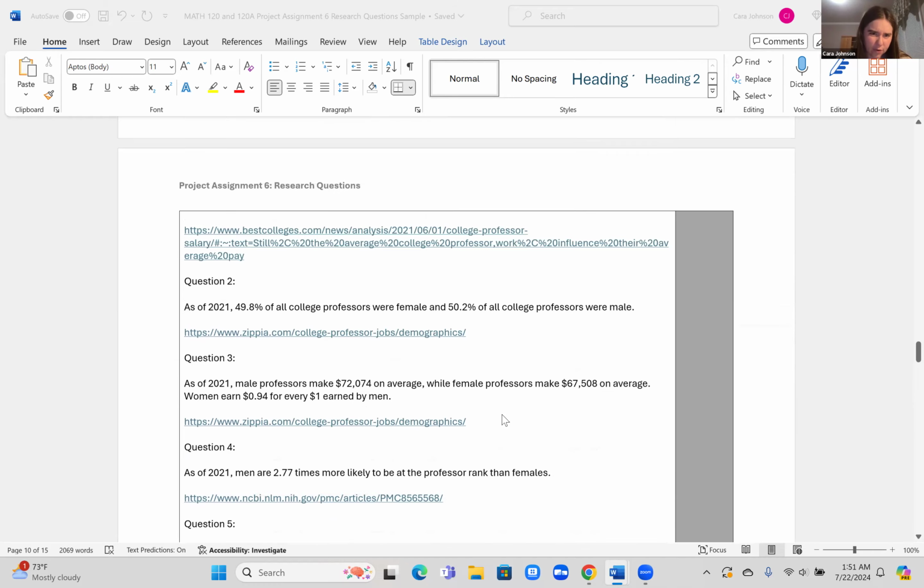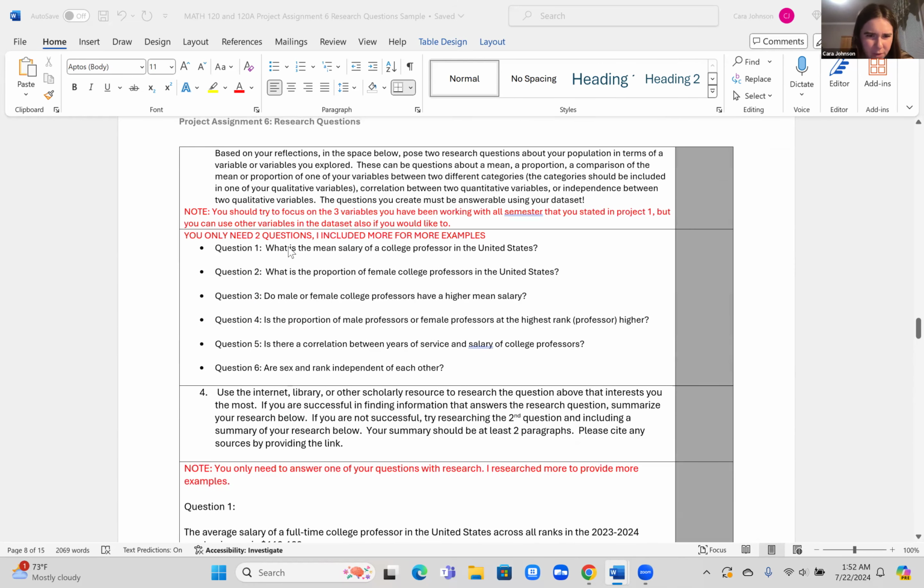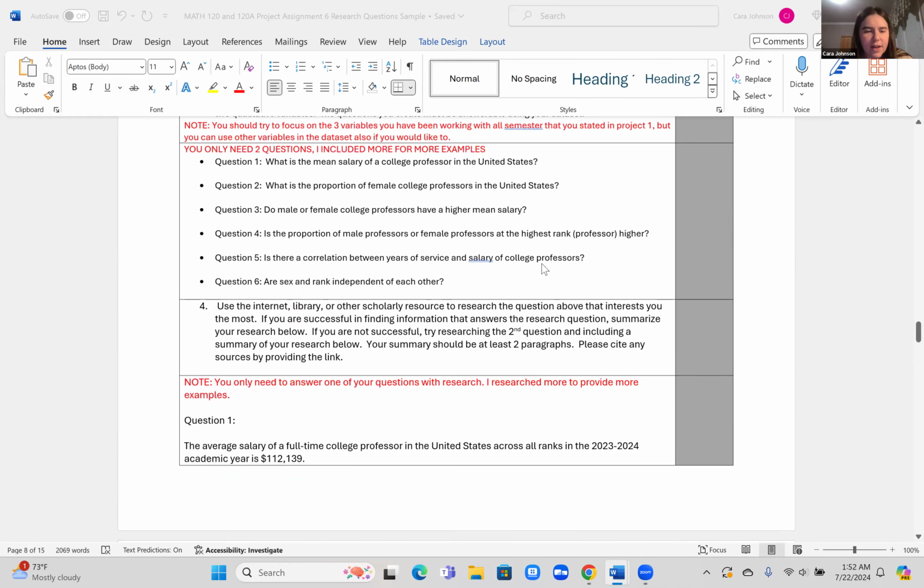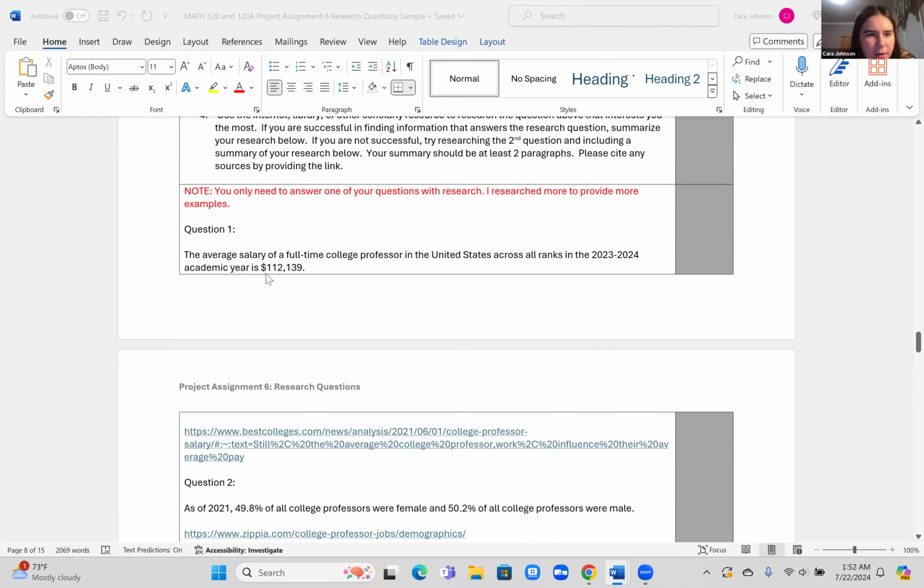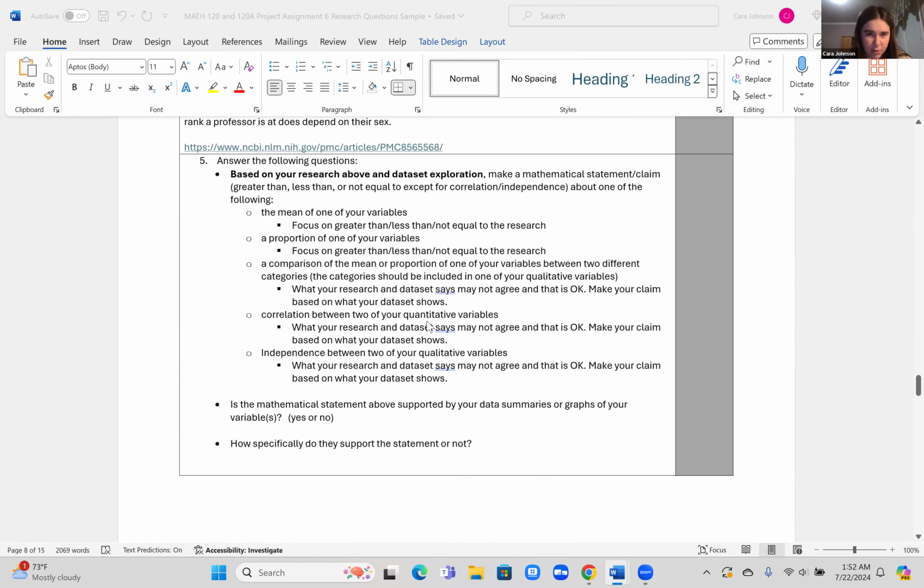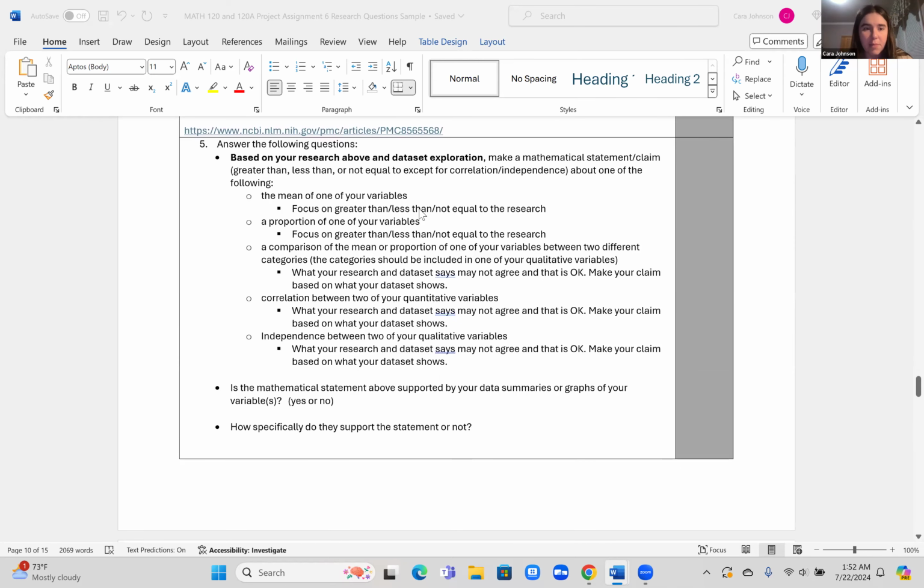So for example, for my first question, what's the mean salary of a college professor in the United States? I found that my mean salary on the internet was $112,139. So for this type of question, if you end up doing just a single mean type of question, where you're just dealing with, is the mean higher or lower than the number on the internet? That's what you're going to be focusing on, basically.